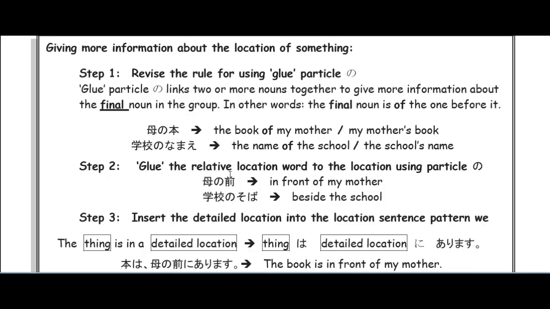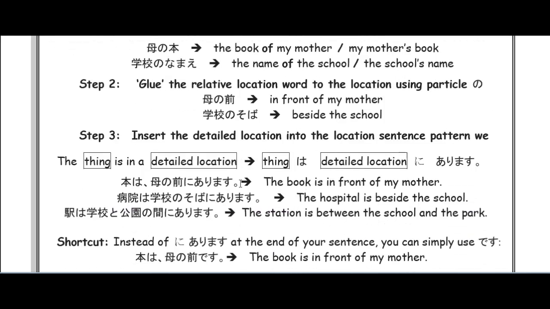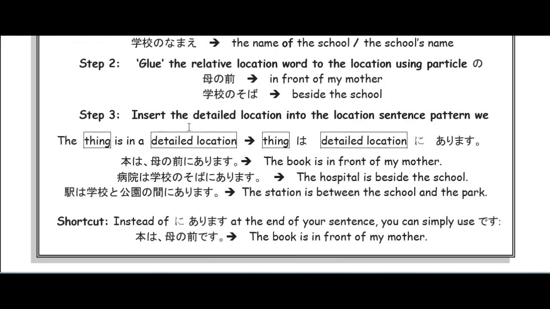Now once we've got our new, more detailed location, that's our relative location, it's going to function as our new place, a new little piece of language. We're going to call it a clause. So we've made a new location clause. We'll call it our detailed location. So our third step is to insert the detailed location into the location sentence pattern we've already learned. Seem to be missing that bit there.